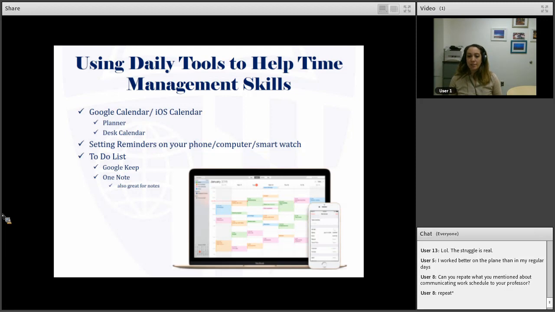If you are not that tech savvy, the daily planner or printing out a desk calendar listing the same information will work just as well. Applications like Google Keep and OneNote can be useful in setting up to-do lists for each class, and they will also sync across all your devices. I also recommend OneNote as a virtual binder for note-taking for all your classes each semester.